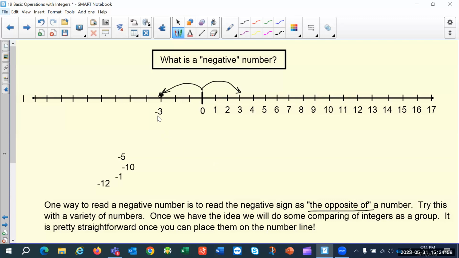So you could call this negative 3, and that's what a lot of people will call it. They'll just say, okay, that's negative 3. But sometimes it's helpful to call it the opposite of 3. And that's going to come into play as soon as we start dealing with subtracting negative numbers. Okay, so that would be negative 3.